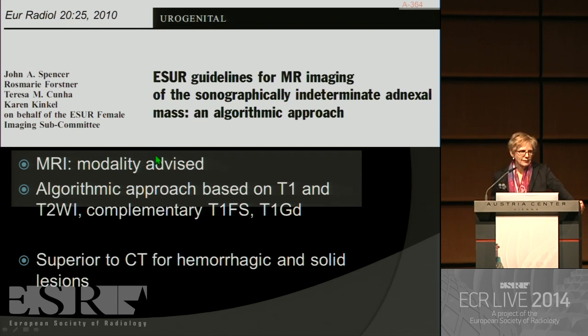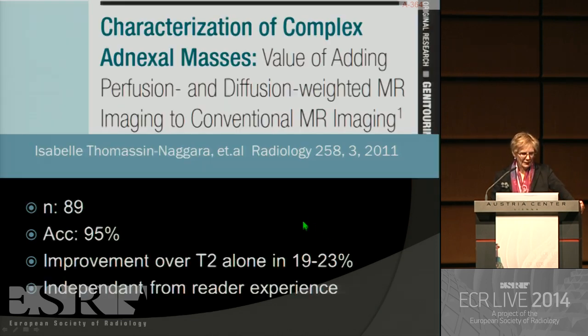And MRI is particularly useful when it comes to hemorrhagic and solid lesions, where it is superior to CT. And the technique suggested is an algorithmic approach where we use T1 and T2 weighted imaging and complement this with T1 and T1 fat sat. But we have learned from Isabelle's recent papers that we can even do better with MRI.